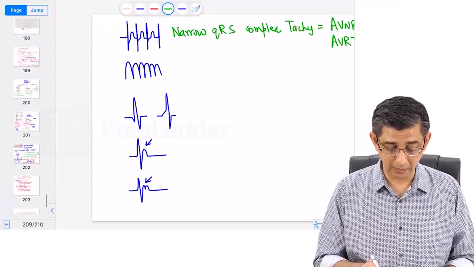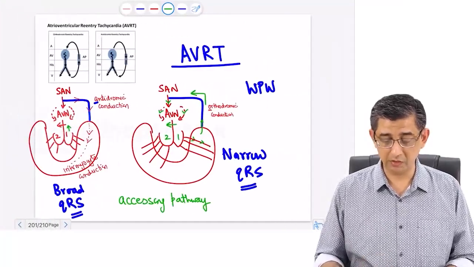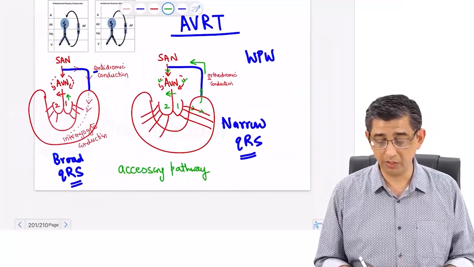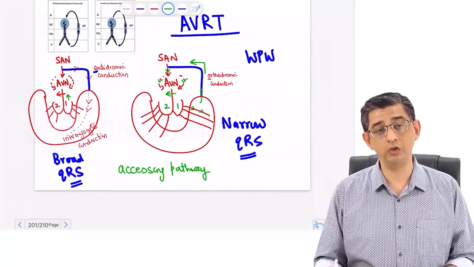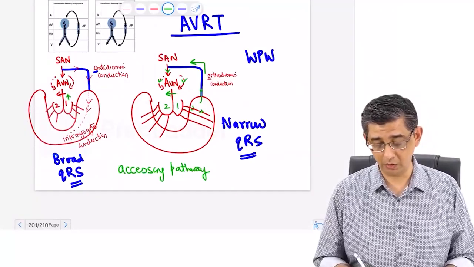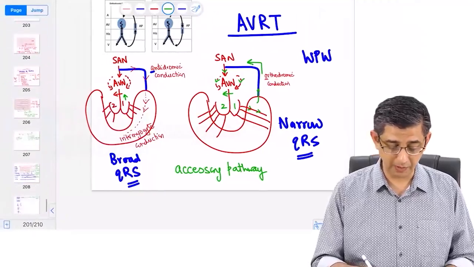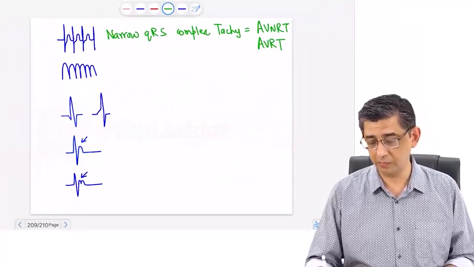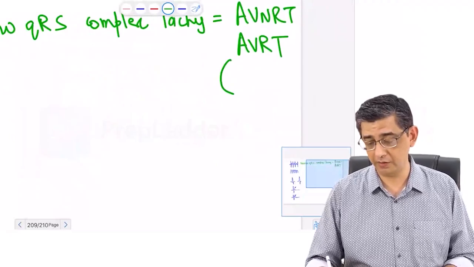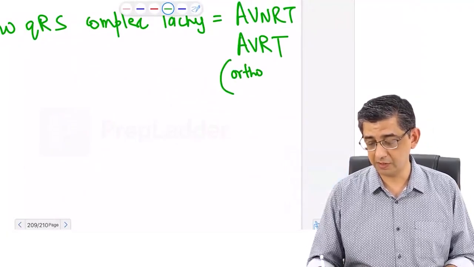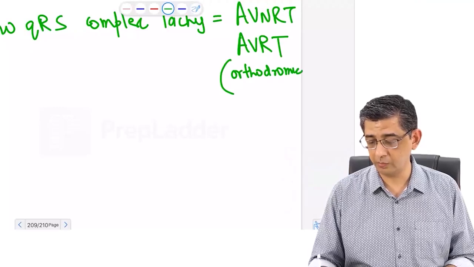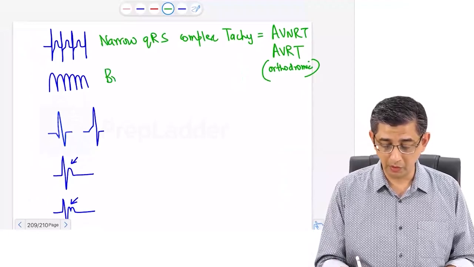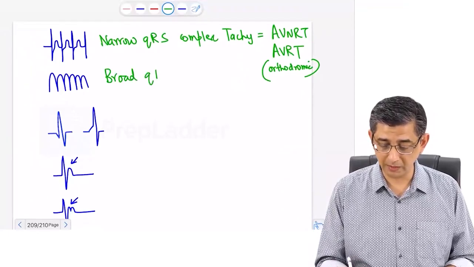If I go back in the diagram, this is what I had highlighted. If it is going to be antidromic conduction in Wolff-Parkinson-White syndrome, then it is going to be broad QRS. But if it is going to be orthodromic conduction, it's going to be narrow QRS. Let's just make up the entry of this point as well. The entry to be made here is that if it is going to be AVRT, atrioventricular reentrant tachycardia, then if it is a reverse, orthodromic conduction, it will be having a narrow QRS complex. Then is broad QRS complex tachycardia.